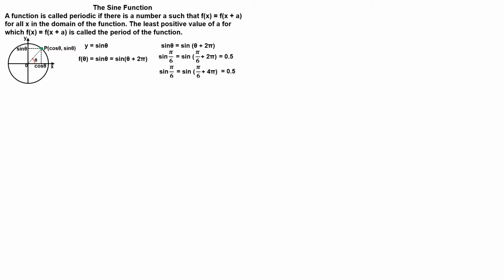That's because sine is defined in terms of angles, and you can add multiples of 360 degrees or 2 times pi, and it does not change the angle. Therefore, the period of the sine function is 360 degrees or 2 times pi.